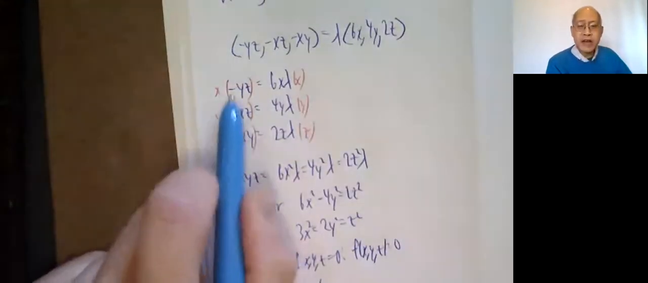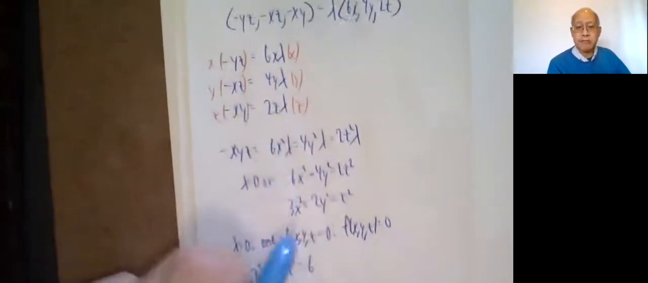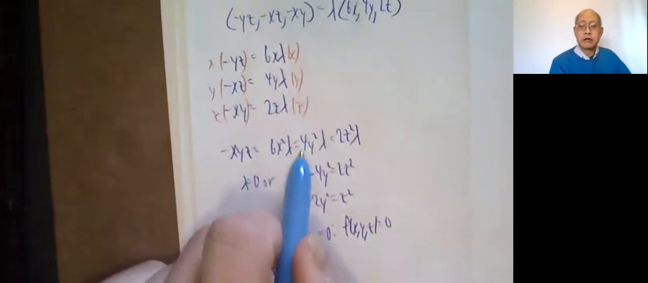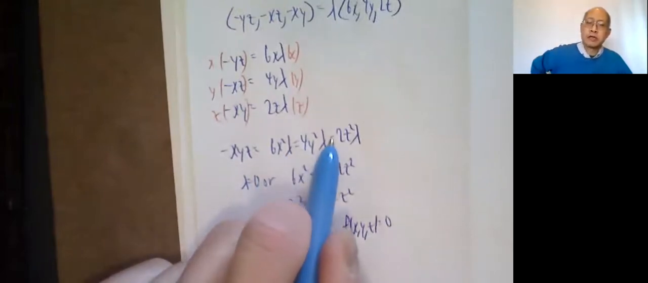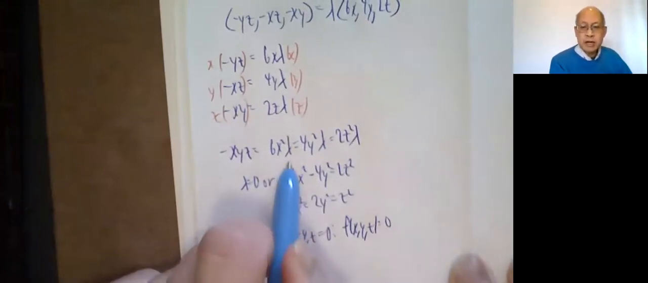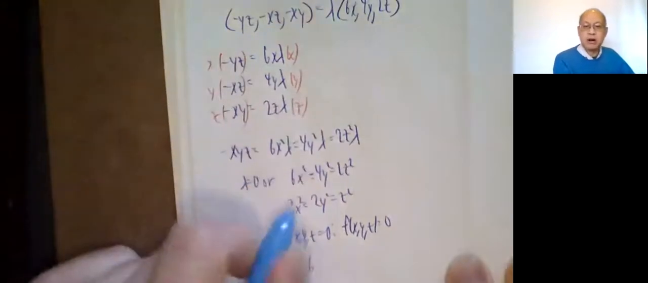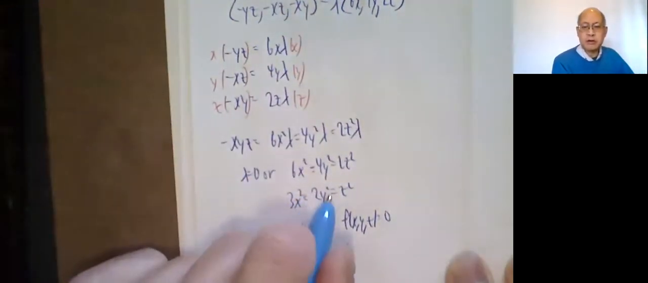So they're all negative xyz. Since they're all negative xyz, they have to be equal to each other. So 6x squared lambda equals 4y squared lambda equals 2z squared lambda. Okay, that means lambda can equal 0. If lambda doesn't equal 0, you can divide out the lambda and you have 6x squared equals 4y squared equals 2z squared, or 3x squared equals 2y squared equals z squared.